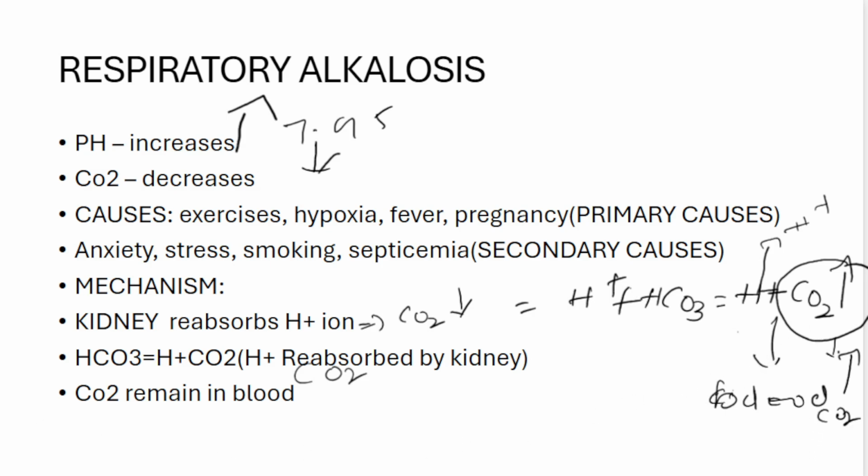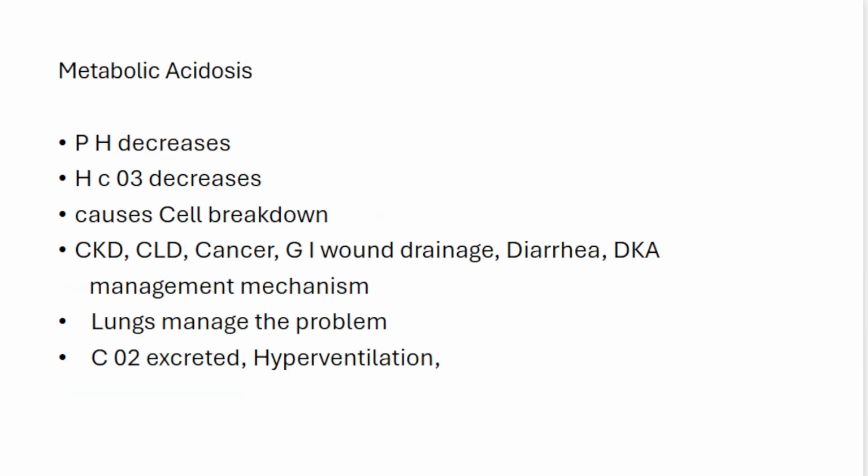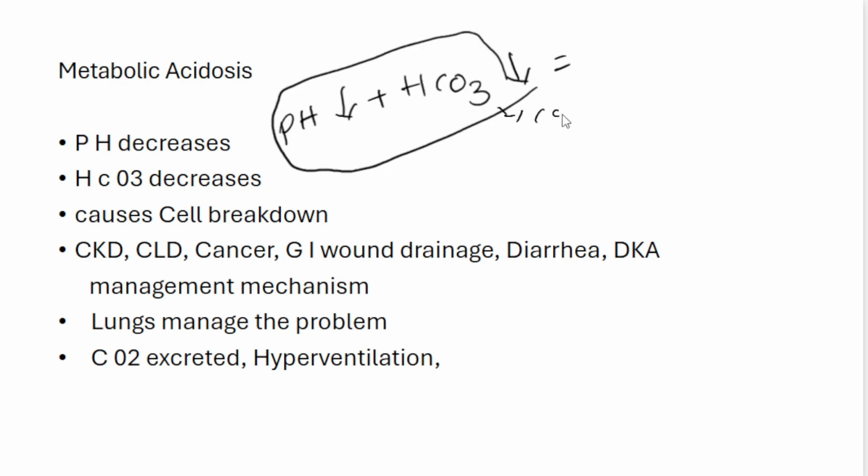Next we will discuss metabolic acidosis. Here pH decreases and HCO3, bicarbonate, also decreases. If it happens like this, cells will break down. In which cases can we see metabolic acidosis? CKD, CLD (chronic liver diseases), cancer, GI wound drainage, diarrhea, and diabetic ketoacidosis, DKA.